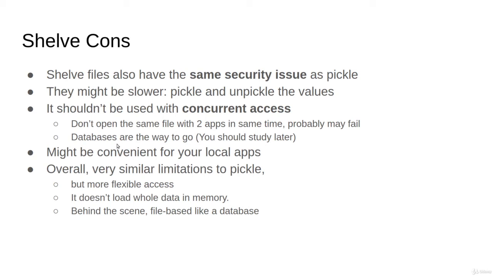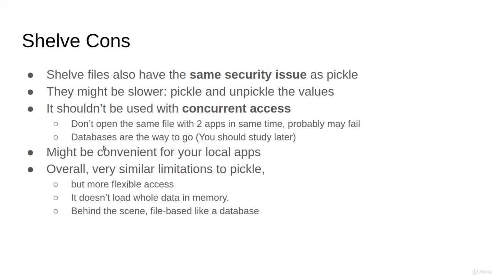The values of Shelve itself are pickled. So Shelve has keys, but each value is pickled, and this means again there's the same security issue as pickle. Sometimes it might overall also be slower. It's better than pickle by itself, but overall it's still slower. One of the issues is that you shouldn't try to open a Shelve file in concurrent processes. Concurrent processes means 2 separate programs or 2 separate threads trying to access the same file. This would be very problematic.